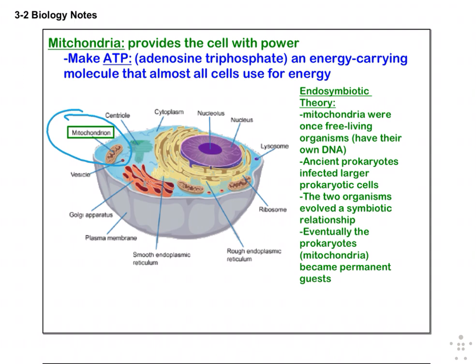The big cell was happy, the little mitochondria was happy. They both benefited, and so it evolved into this endosymbiotic relationship. So the mitochondria just started to live inside the cell, and now because it didn't need some of the properties of free-living organisms anymore, it lost those characteristics over time.